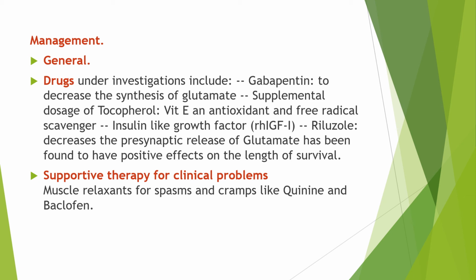Insulin-like growth factors and riluzole are usually used in motor neuron disease, but riluzole does not prolong the life of the patient significantly. It can prolong life by only 4 to 6 months. It decreases the presynaptic release of glutamate and has been found to have positive effects on the length of survival. Second, supportive therapy for clinical problems, for example, muscle relaxants for spasm and cramps like quinine and baclofen.